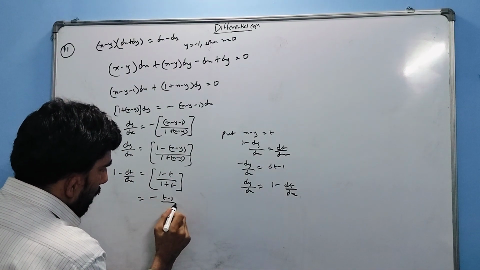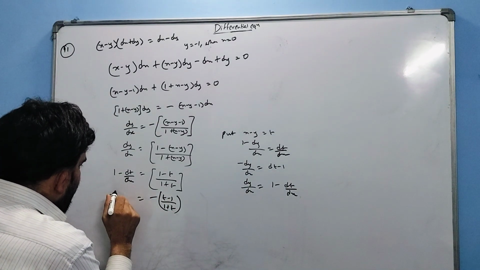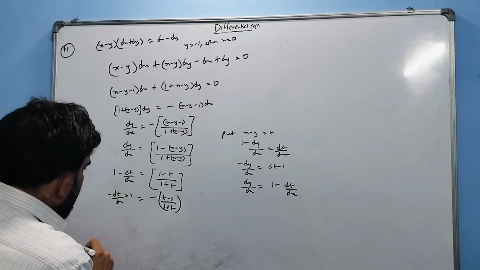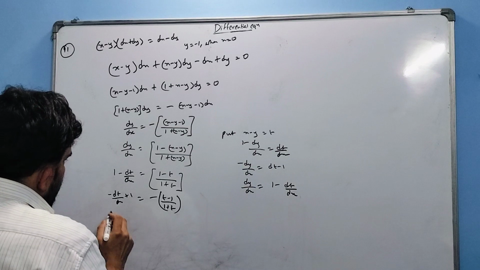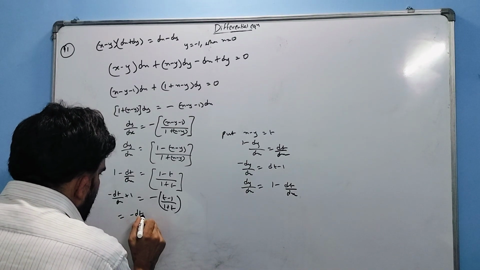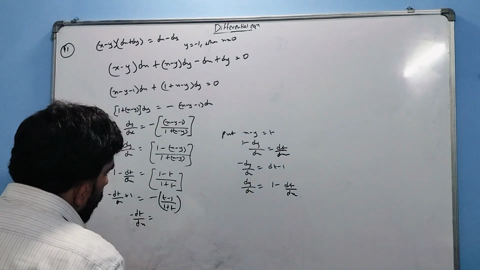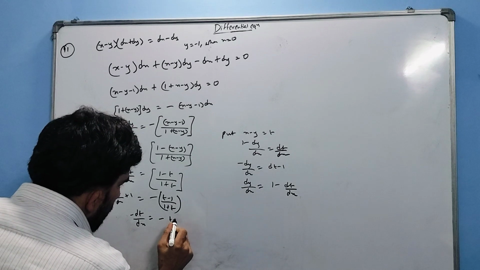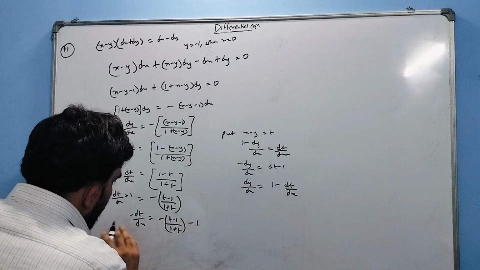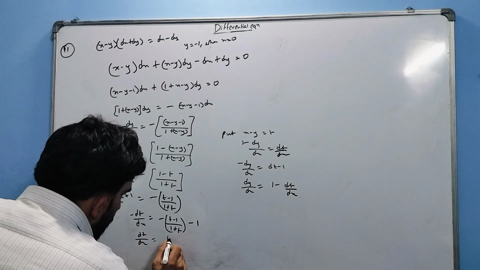Okay, so minus dt upon dx plus 1, we have this. Okay, so it's plus 1, it will be minus. So now we have minus dt upon dx is equal to minus t minus 1 upon 1 plus t. It will be minus 1, take minus 1 common, it will reduce, so we will have dt upon dx is equal to t minus 1 upon 1 plus t plus 1.